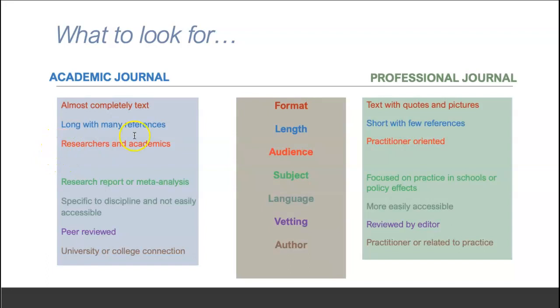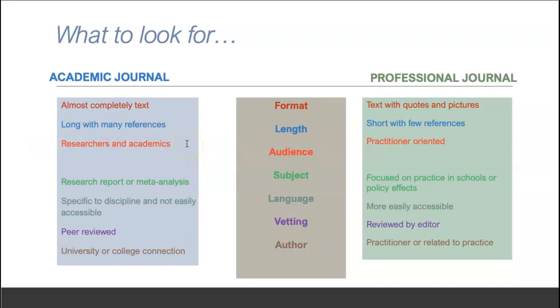The audience for an academic journal is researchers and academics. Most people are not going to pick up an academic journal and just read it for the fun of it. But researchers and academics are interested in not only the subject matter, but also how the author got to where they got to with their research. And I'll talk a little bit about that when I talk about the subjects that tend to be taken up in academic journals. But this is where you'll find the preponderance of your readers.